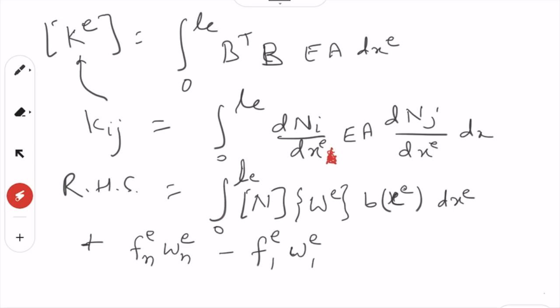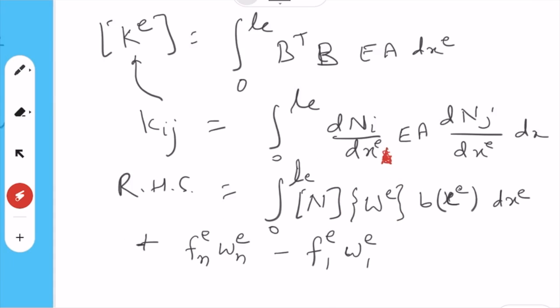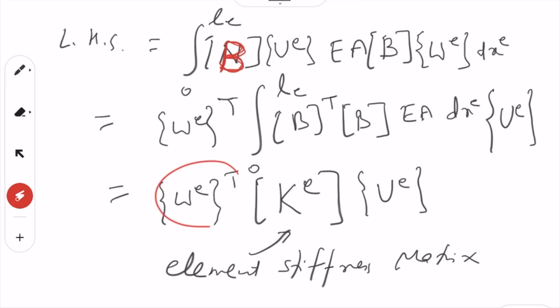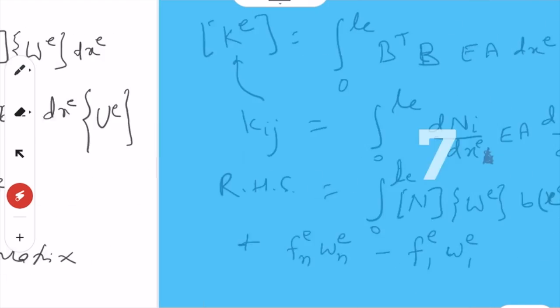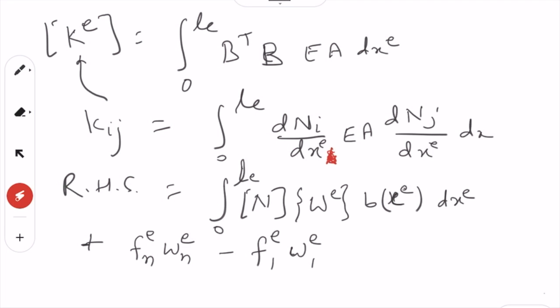Now we have this here. Remember, in this case we have taken this out for the obvious reason, that finally we get rid of W. That's why we have to bring it here. For that we have to transpose this one, so that we can write the same thing as W_E transpose multiplied by N transpose, so that W is outside.